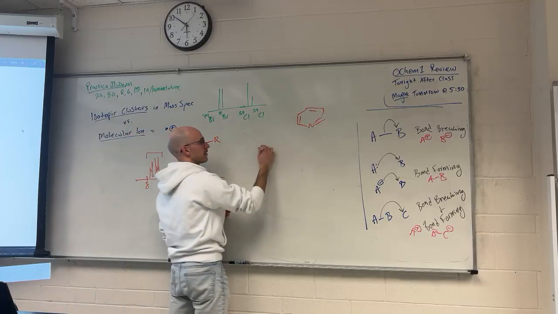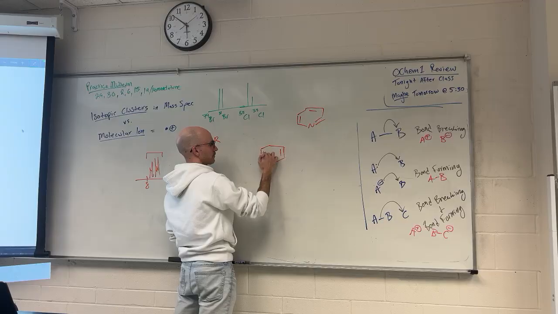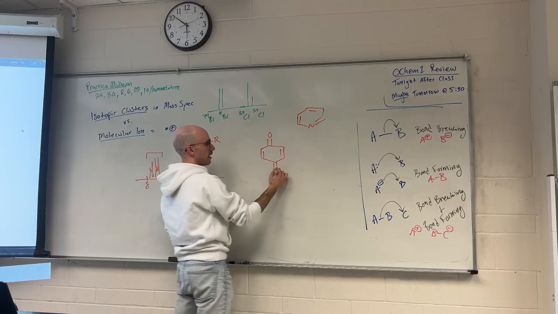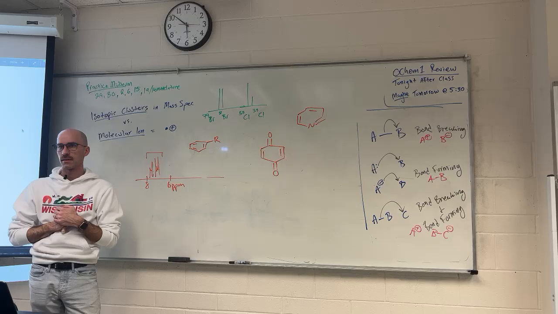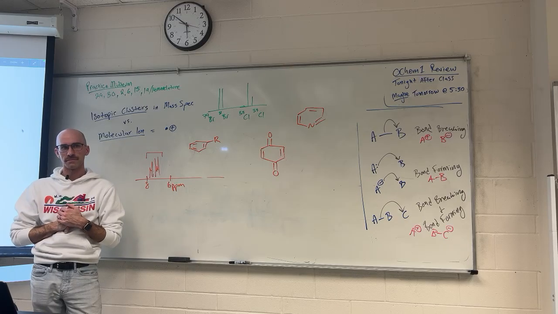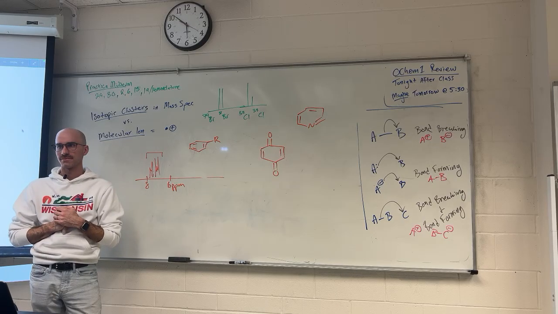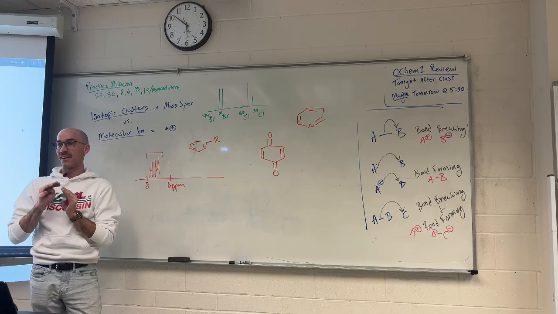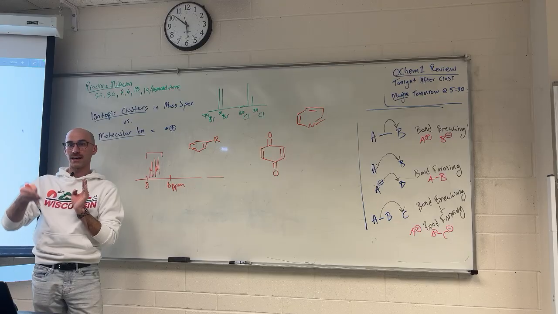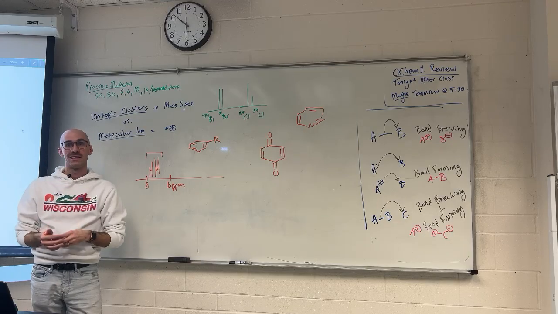Okay, but what about in this structure? This is quinoline. Does this compound have alkenes, or does it have aromatic rings? Does it have an aromatic ring? Alkenes, because it's not 3 alternating double bonds.